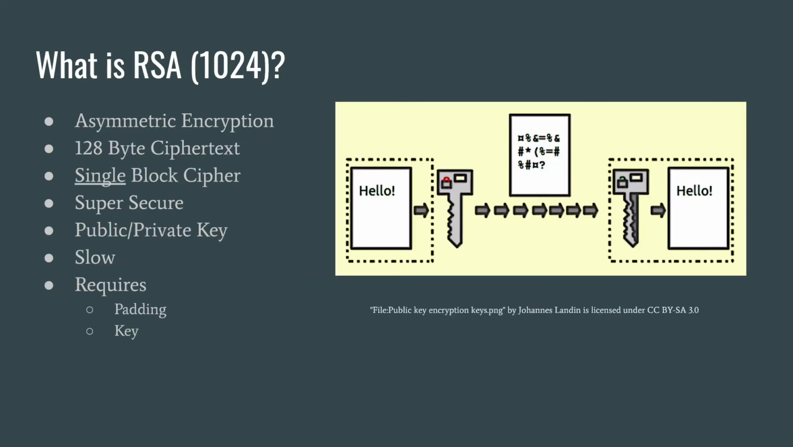RSA, on the other hand, is asymmetric encryption. The two parties involved have different keys, private and public. It's also super secure, but much slower. So if you ever see people say that ransomware uses RSA, it probably does, but it doesn't encrypt every file with RSA.